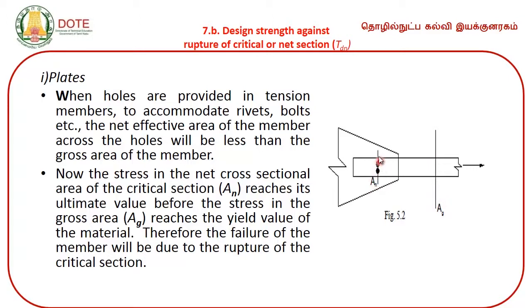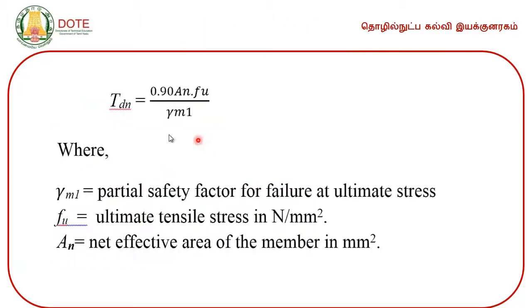So, now at this cross section the material will fail. This failure, or the load at which the failure takes place, is known as the design strength against rupture of critical section or net section, which is denoted by the letter T suffix Dn. And again this is also a load, tensile strength, in other words tensile strength against rupture of critical section Tdn, or you can remember this, T stands for design and this T stands for tension, and this is for net area, that is the critical section.